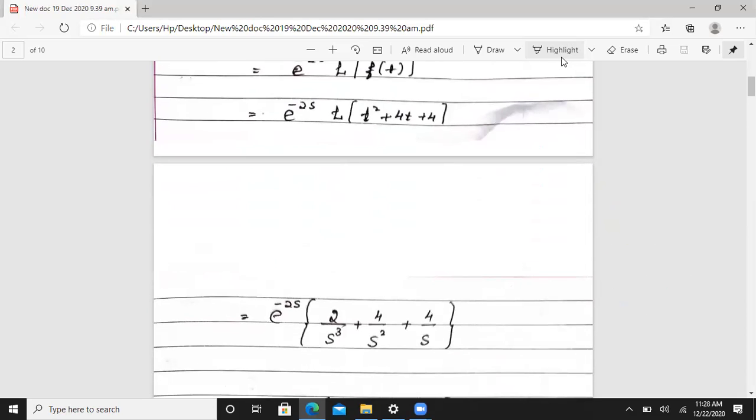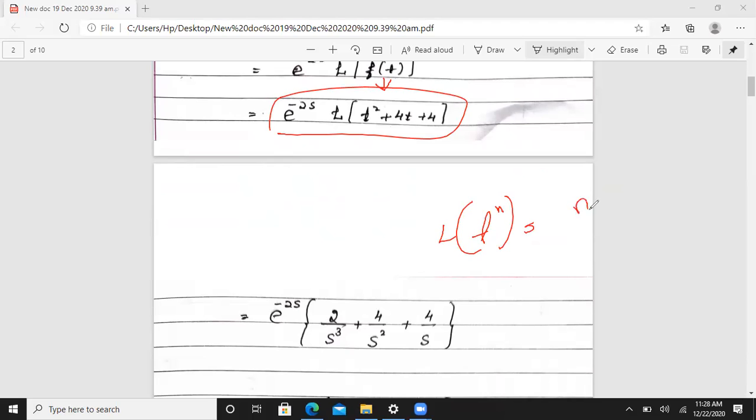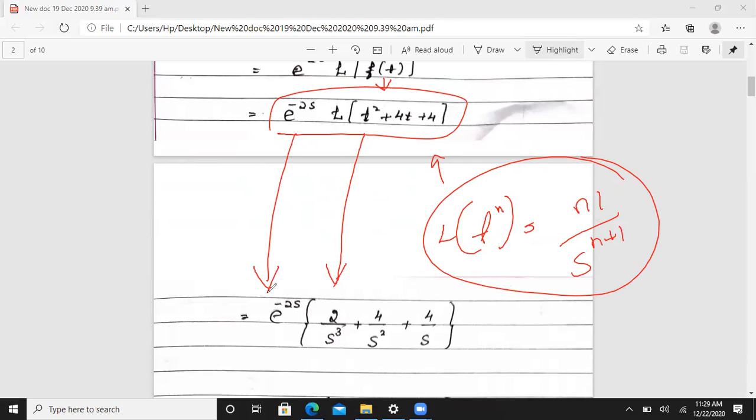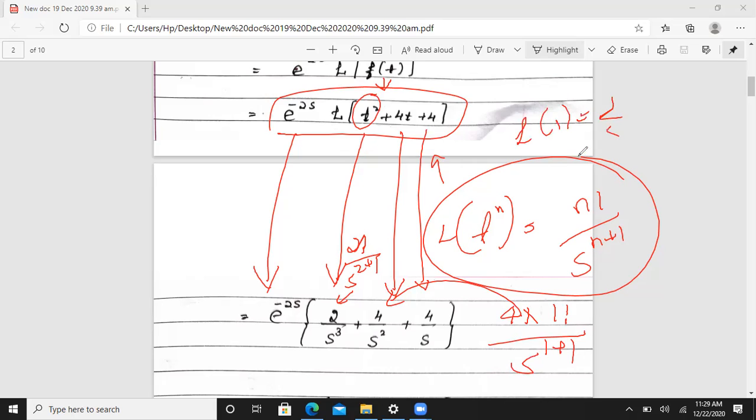So here, e to the power minus 2s, and your f of t function we take directly as the Laplace transformation of t square plus 4t plus 4. And you already know the Laplace transformation of t to the power n is equal to n factorial divided by s to the power n plus 1. Okay, this is your standard formula, and using this formula we take e to the power minus 2s as it is, and for t square we take 2 factorial divided by s to the power 2 plus 1, which is 2 divided by s cube. Plus 4t, similarly it is 4 into 1 factorial divided by s to the power 1 plus 1, which is 4 divided by s square. And the remaining term, the Laplace transformation of 4, is 4 by s.